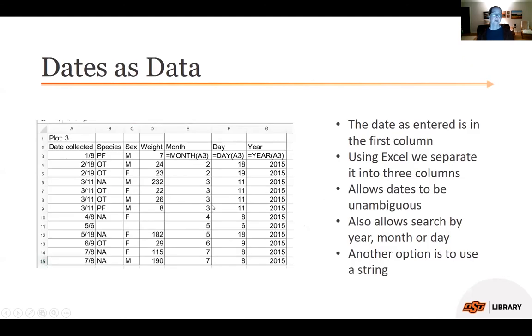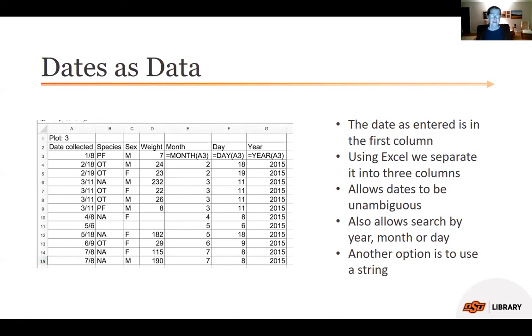All right, let's talk now about dates as data. Dates as data create special problems. And we have an example here of a spreadsheet. Again, it's the field data that was used in one of the last examples. It shows for plot 3 the date that the sample was collected, gives the species, the sex, the weight, and then this spreadsheet has been modified to add month, day, and year as separate columns.